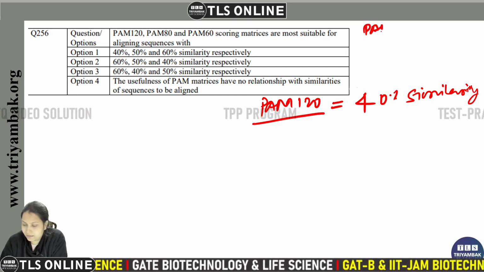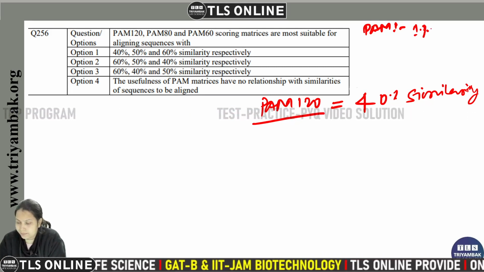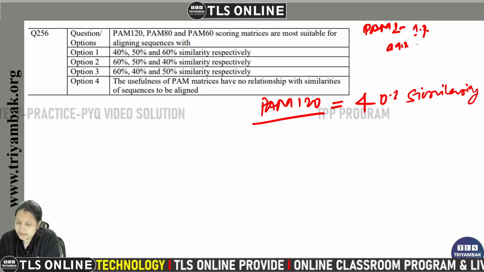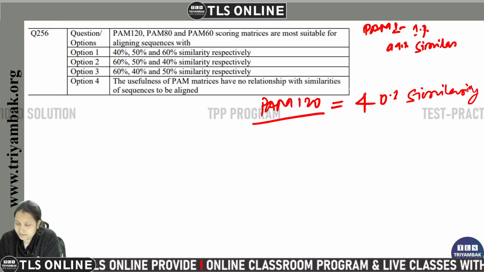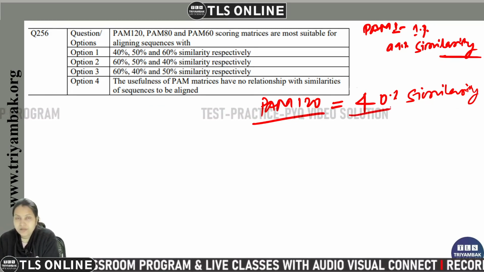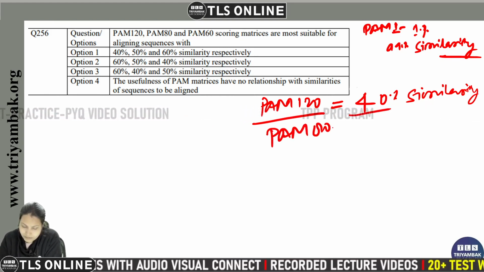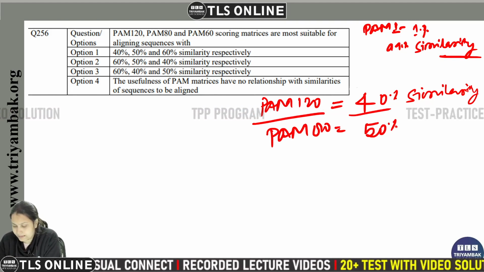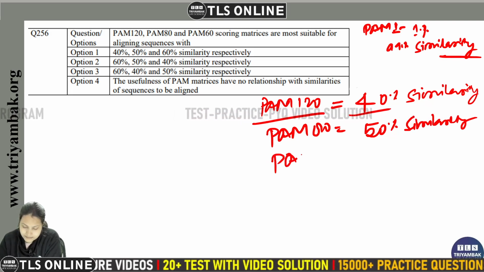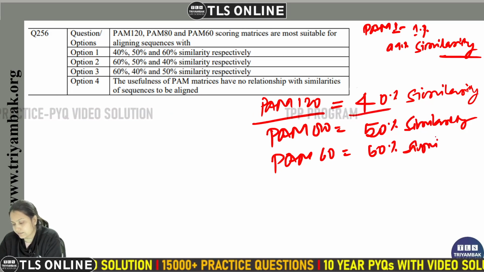Because PAM1 means there is 1% change in amino acid per 100 amino acid residues. Means if there is PAM1, there is 99% similarity between the sequences. If we talk about PAM120, that means there is only 40% similarity between the sequences. PAM80 means there is 50% similarity. And PAM60 means there is 60% similarity between the sequences.